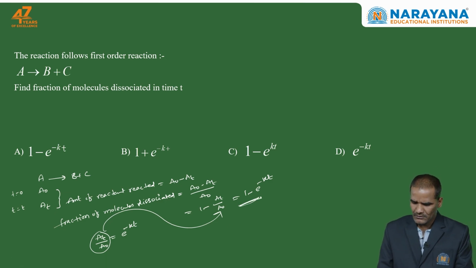Actually this question was also asked previously, long back. So again this is a kind of repeated question. So here the correct option is the first option, 1 minus e power minus kt.